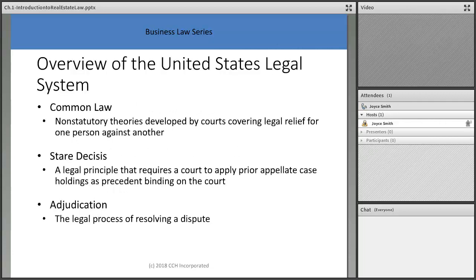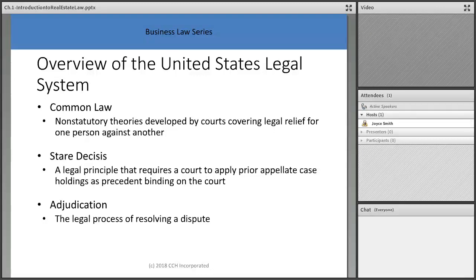An overview of the U.S. legal system. We have something called common law. It's non-statutory theories developed by courts covering legal relief for one person against another. This common law goes back to English society and how America was formed, things that we expect as some kind of norm in what we do. We have something called stare decisis. It's a legal principle that requires a court to apply prior appellate case holdings as precedent binding on the court. So a lot of what we do and try in our court is based on precedent. There's some other kind of legal decision that has happened.